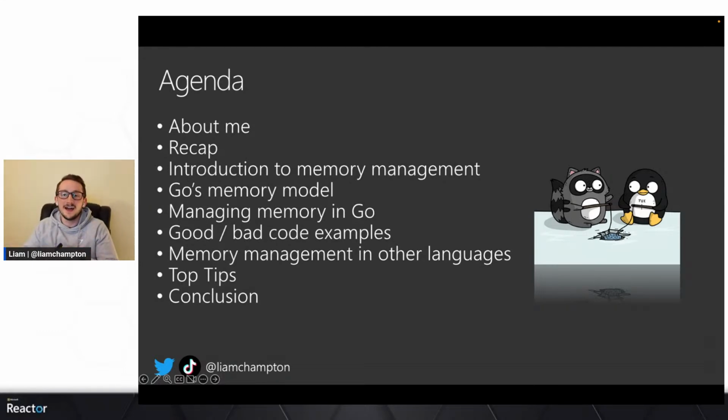Then we'll look at good and bad code examples. That's probably what you're all here for: you want to see how and what you do with it. So I'm going to jump through a couple of code examples. We're going to look at memory management in other languages as well. In this stream, I think it's Rust, Python, and Java. A very brief overview, not spending too long on them because this is Go. And I'm going to look at some top tips and a conclusion, and maybe a little surprise right at the end if we have time. Fingers crossed that we do.